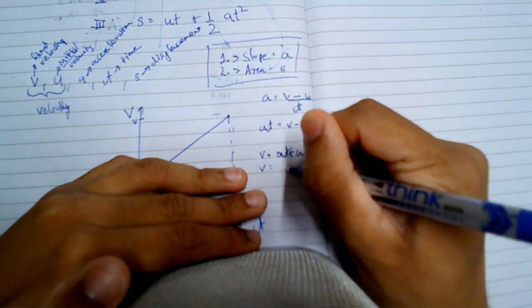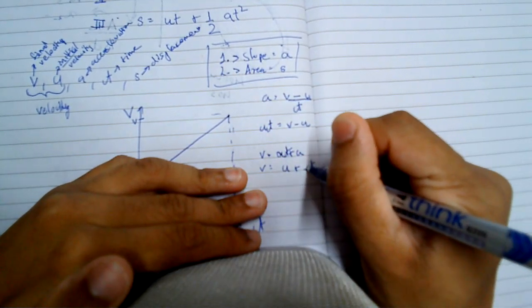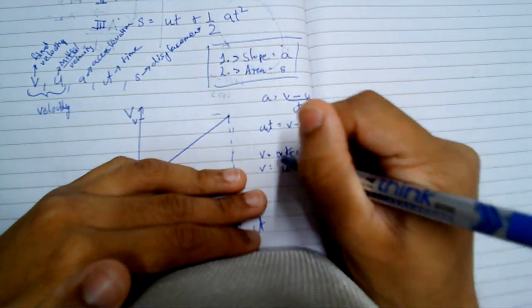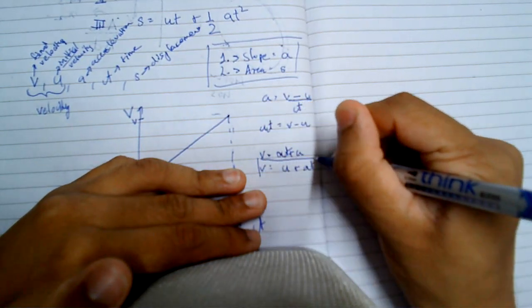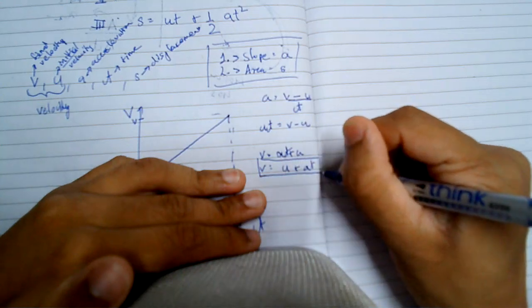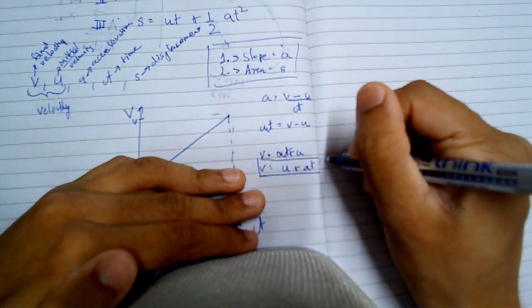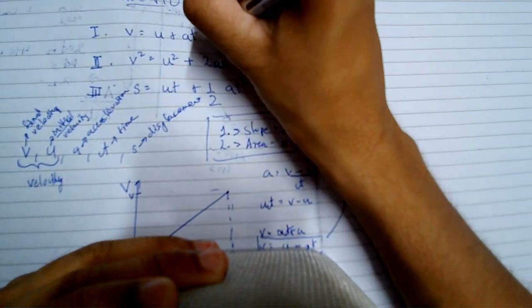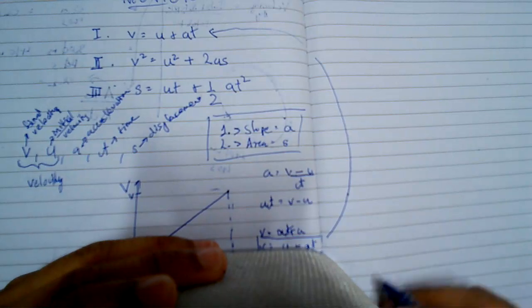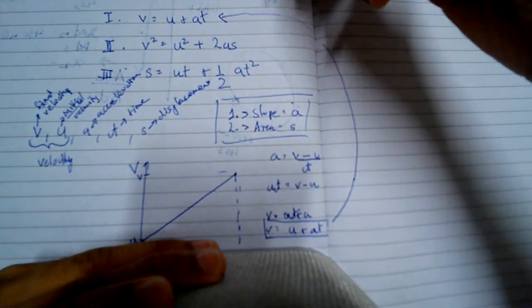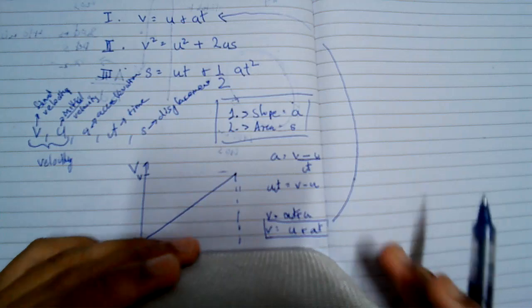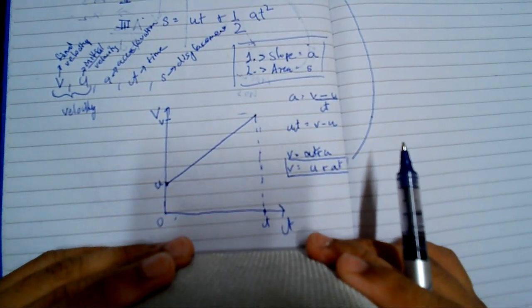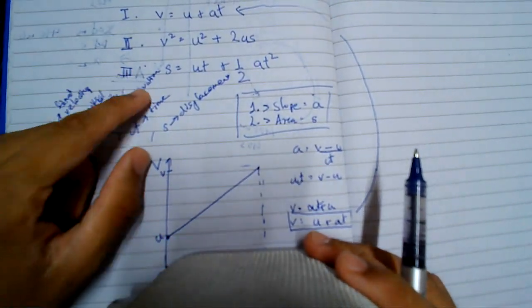Or I can write v is equal to u plus at, correct? If you look carefully, look real carefully, this was originally that. So we just derived the first equation of motion. Great.